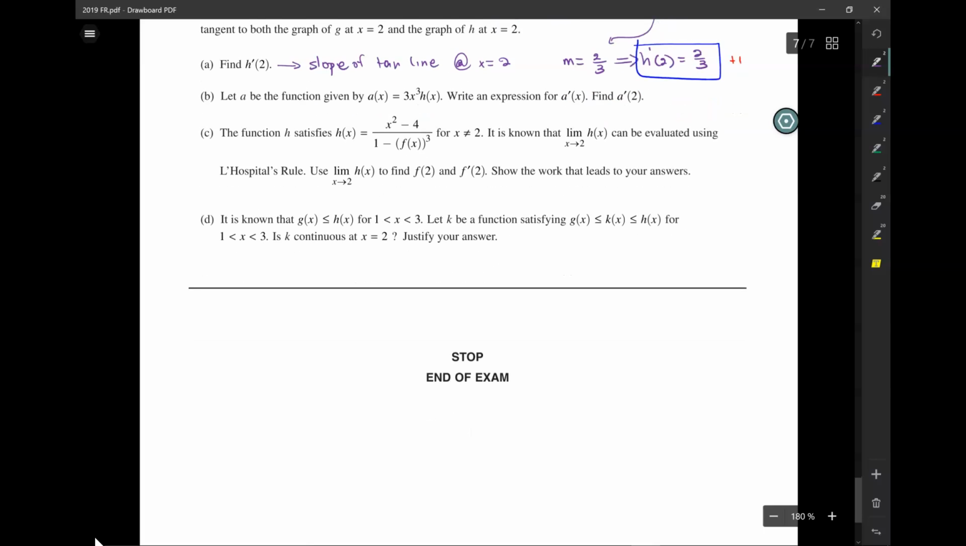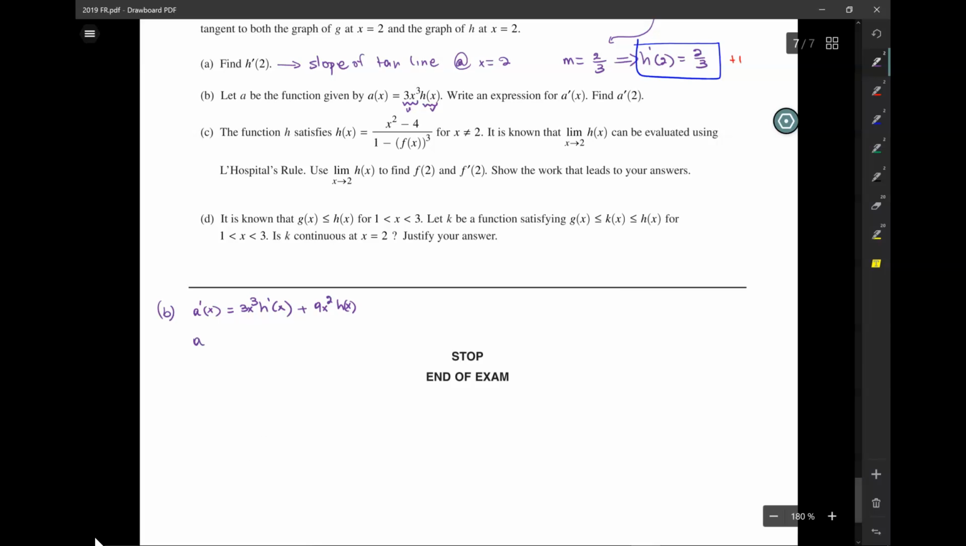Find an expression for A prime and A prime of 2. Okay, this is basically product rule. I want to see if you know how to do product rule and chain rule in the same problem. So, B, A prime of x is equal to, so this is product rule, right? So this is U and this is V. Okay? So UV prime plus U prime V. Okay? That's A prime of x.